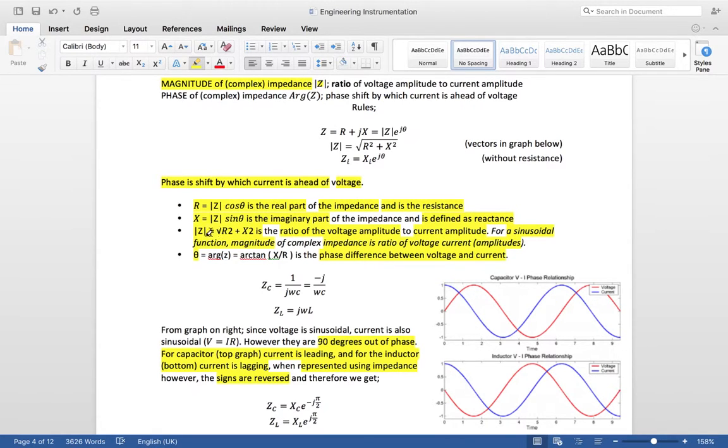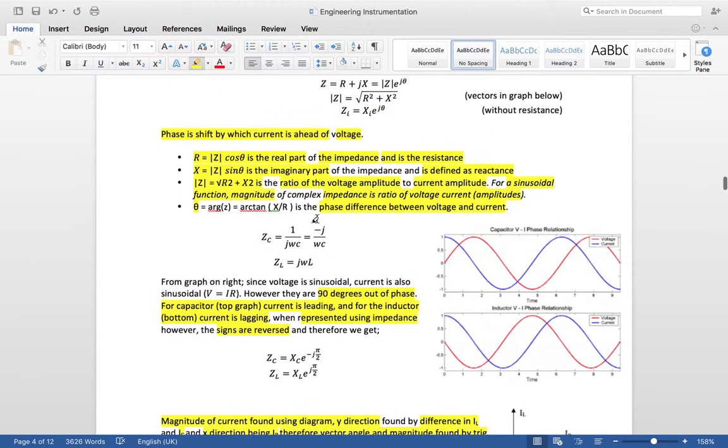resistance. X is given by Z sin θ, and it's the imaginary part, and it's defined as the reactance. And then we have Z, the overall impedance, given by the square root of R squared plus X squared, and it's the ratio of voltage amplitude to current amplitude. So it's the ratio between the amplitude of the voltage and of the current. And if it's for a sinusoidal function, the magnitude is provided by the ratio of the voltage and current amplitude, as I said before. And θ is the argument, and it's the phase difference between the voltage and current.